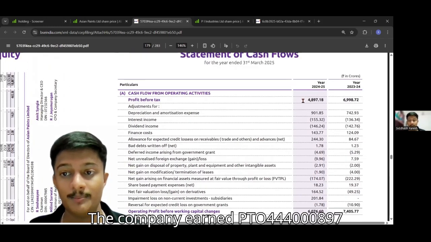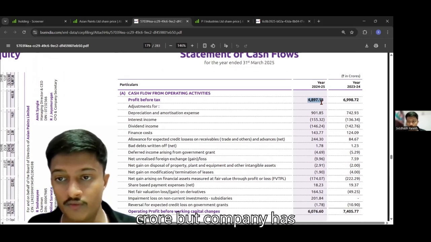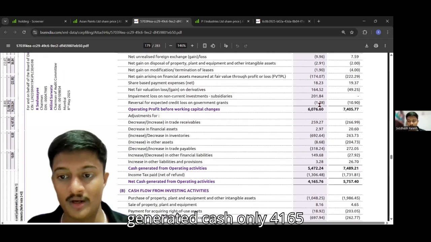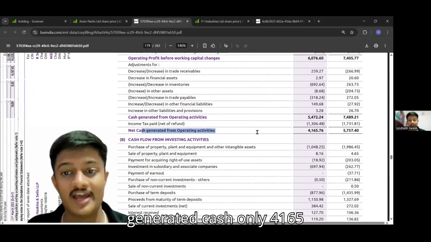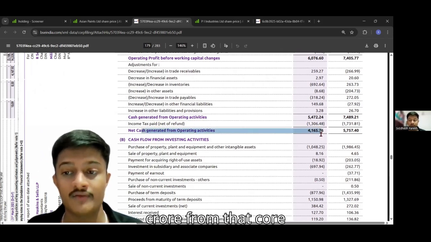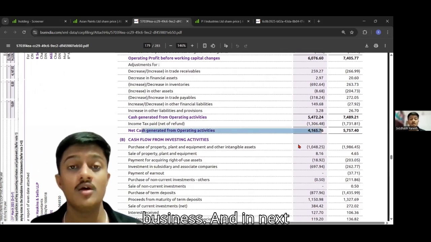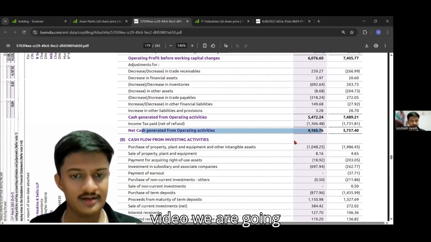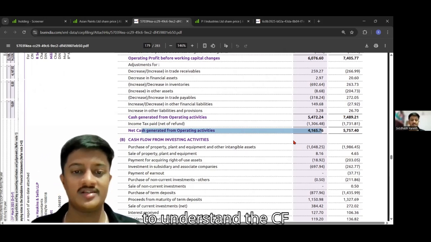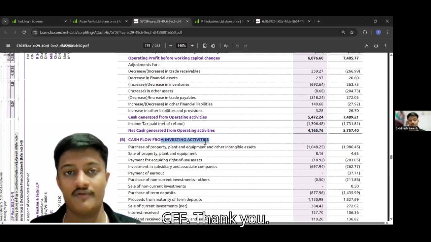So the company earned a PBT of 4,897 crore, but the company has generated cash of only 4,165 crore from its core business. And in the next video, we are going to understand the CFI and CFF. Thank you.